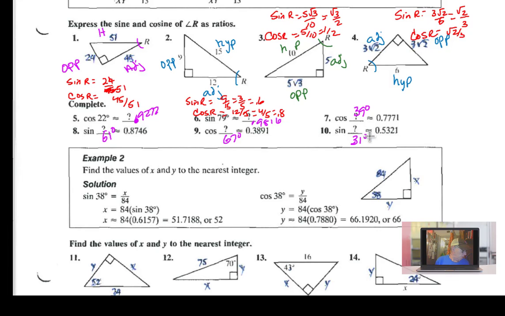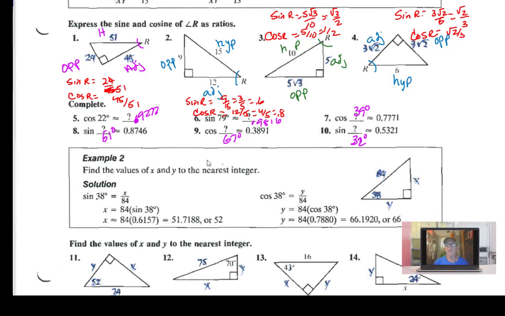5321. A little bit bigger than 31 degrees. Wait, hold on. 5321. It's a little bit bigger than 32 degrees, sorry. It's a little bit bigger than 32.